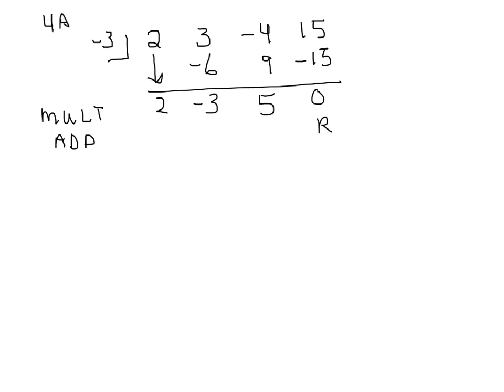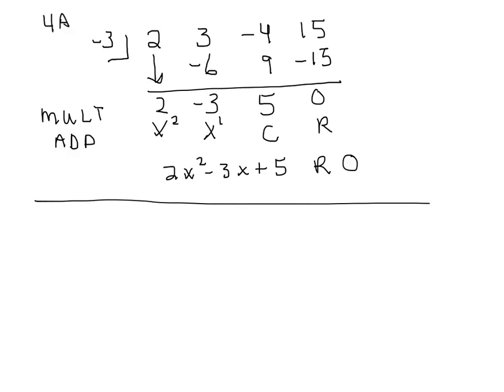This is your constant, or x to the 0. This is your coefficient of x to the 1, and this is your coefficient of x squared. So what is your answer? 2x squared minus 3x plus 5. Remainder 0. So you can see, once you get used to it, it's not that bad.